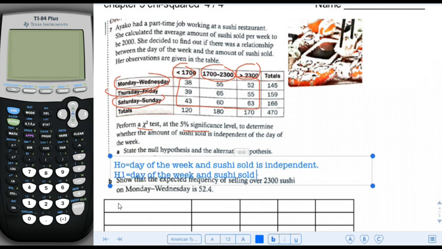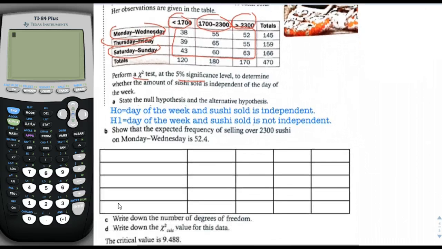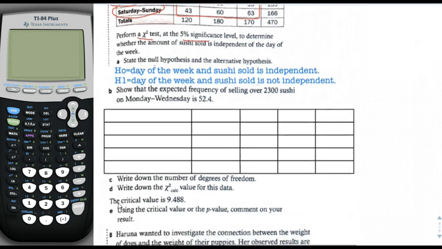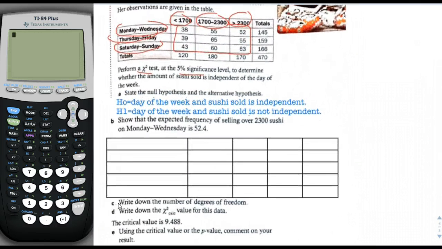Show that the expected frequency of selling over 2,300 sushi on Monday through Wednesday is 52.4. So let's see. Over 2,300 sushi per week is right there, the right column. And Monday through Wednesday is here, right? The subtotals for those weeks are here and here, and there's the total. So we're going to use those numbers to calculate that it's 52.4.